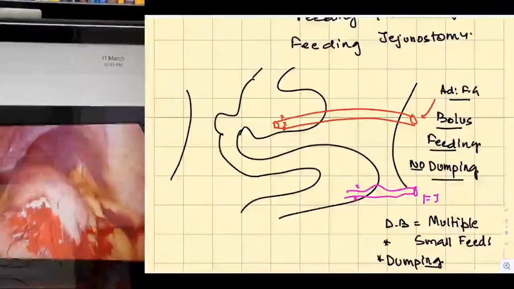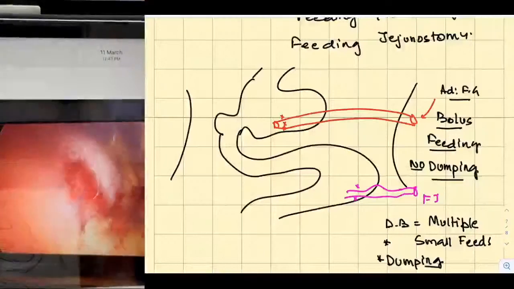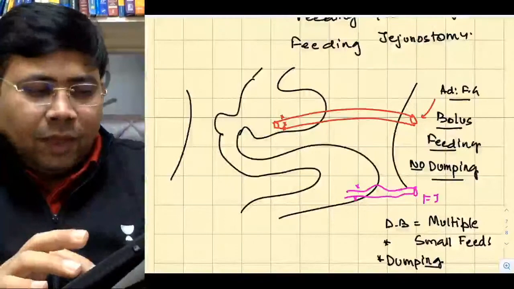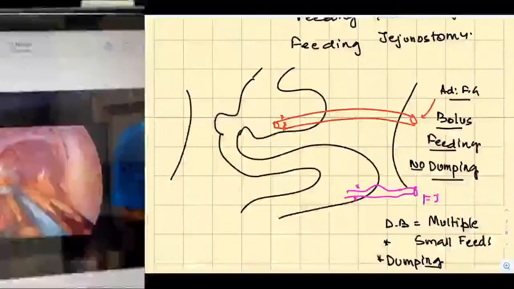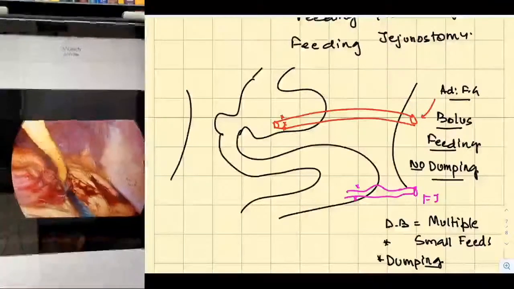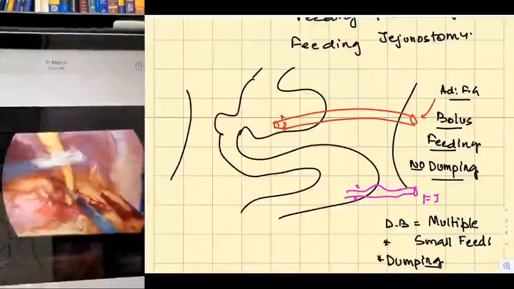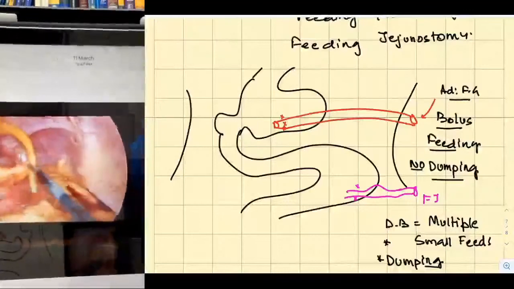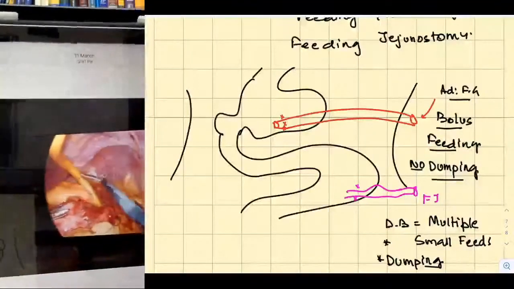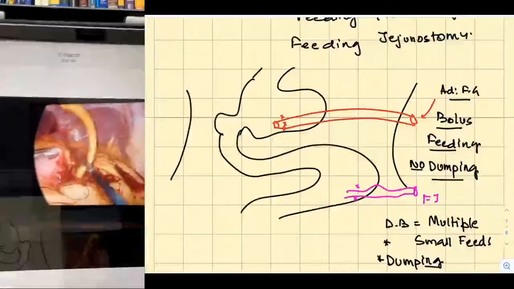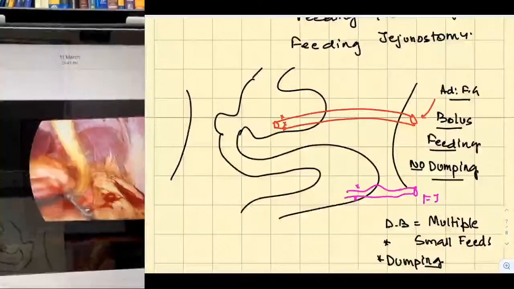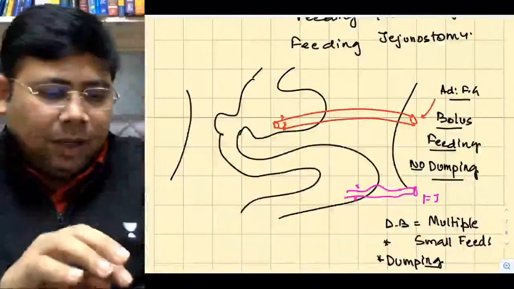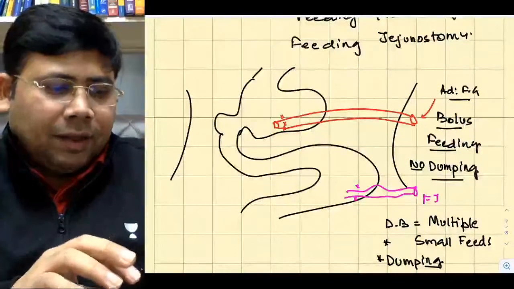And now I will put a Ryle's tube. I will very soon upload this on my YouTube channel also. Can you see a Foley's catheter? I'm putting a 20 number Foley's catheter inside it. So it has gone. So now I will inflate the bulb of this Foley's. I will inflate the bulb, and now you will see I will tighten the purse string also.